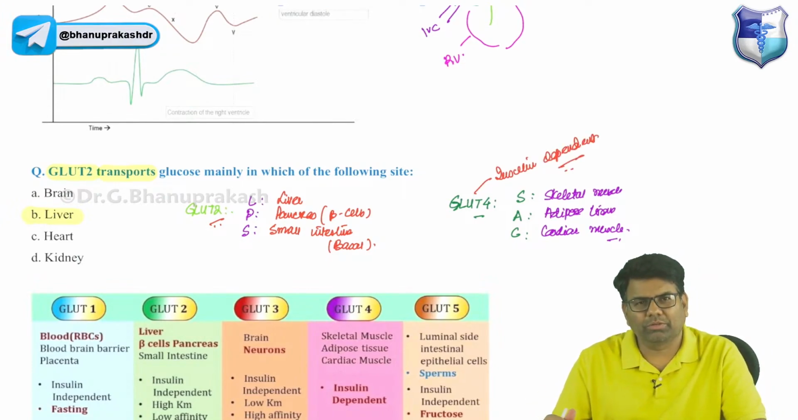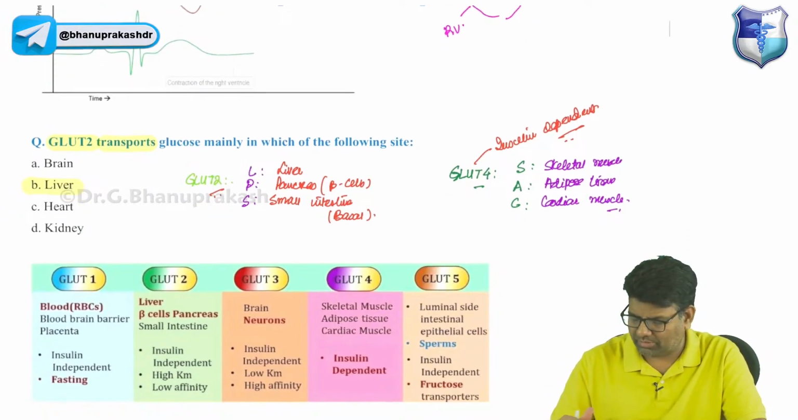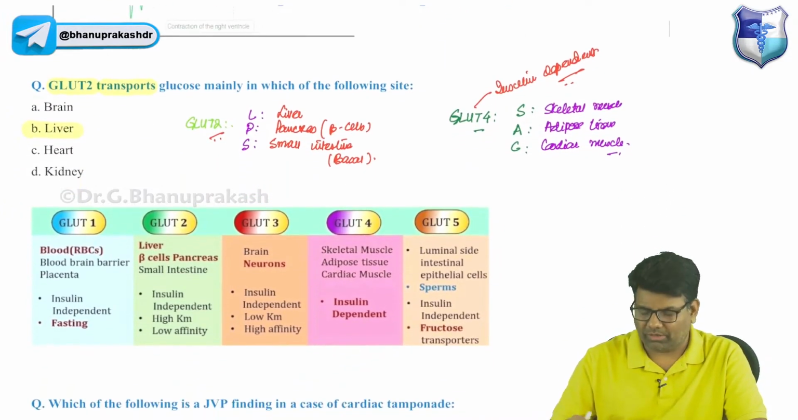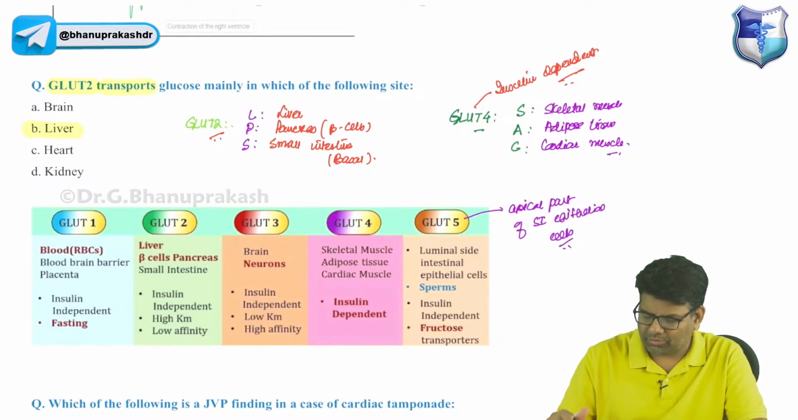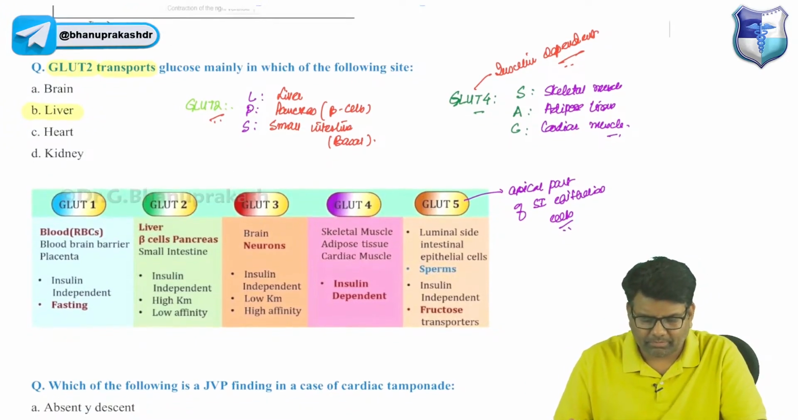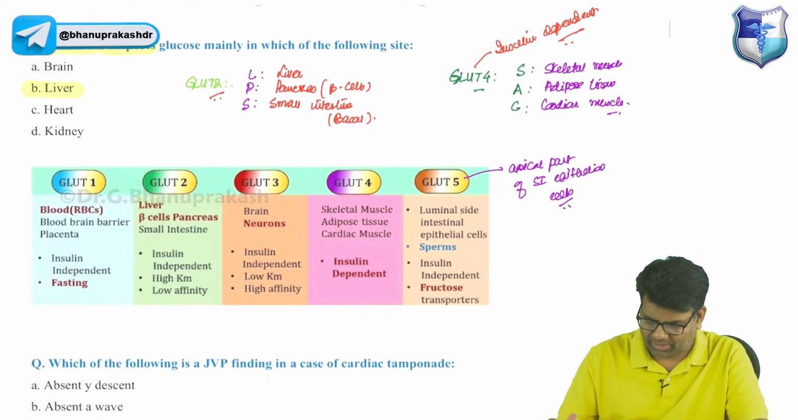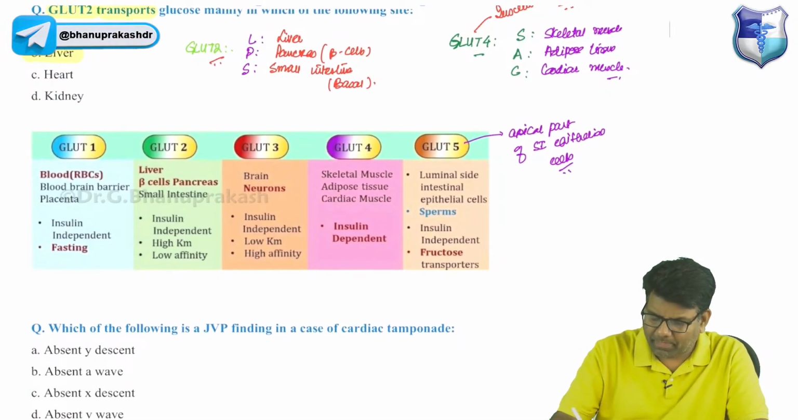Please remember the GLUT transporters, because this is a very favorite question for exam setters. And GLUT5 we have already discussed in the cycle part, epithelial cells. Please remember this. Yes, Pratusha, right. Insulin dependent.